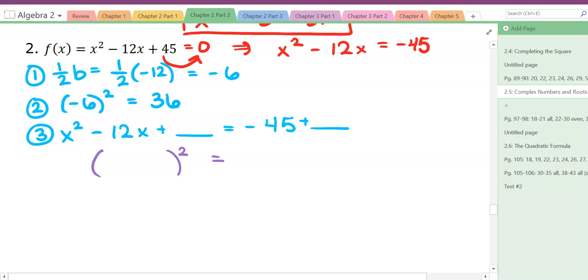Remember I said previously when we were doing complete the square, you should always, always, always get a positive number for step number 2. Because if it's a positive times a positive or a negative times a negative, it's always a positive answer. Now 36 gets dropped into those blanks.